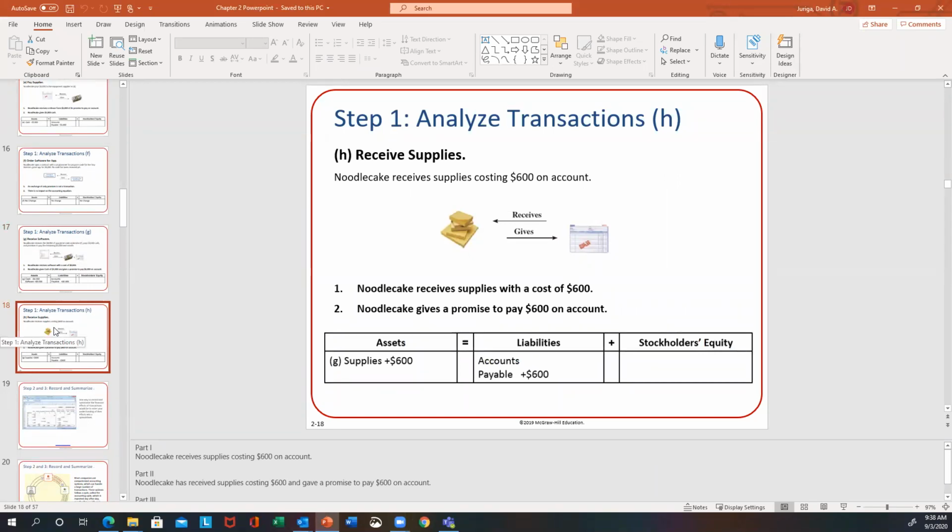All right, next one looks like you bought some supplies on account. And again, a lot of these you've seen from your applied accounting, but again, you'd increase supplies and increase accounts payable.